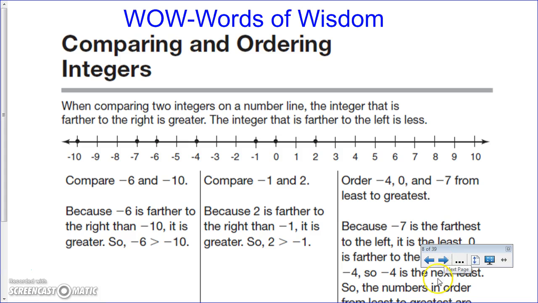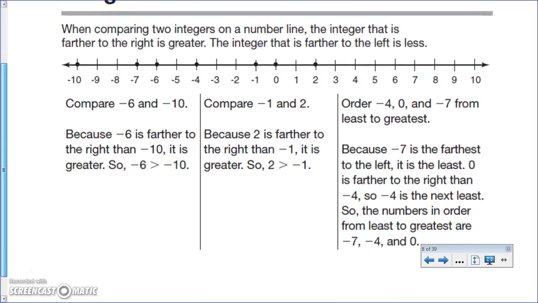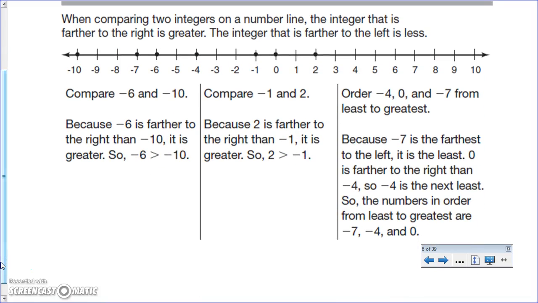Comparing and ordering integers. When comparing two integers on a number line, the integer that is farther to the right is greater. The integer that is farther to the left is less. So compare -6 and -10. -6 is farther to the right than -10, so it is greater. So -6 is greater than -10.